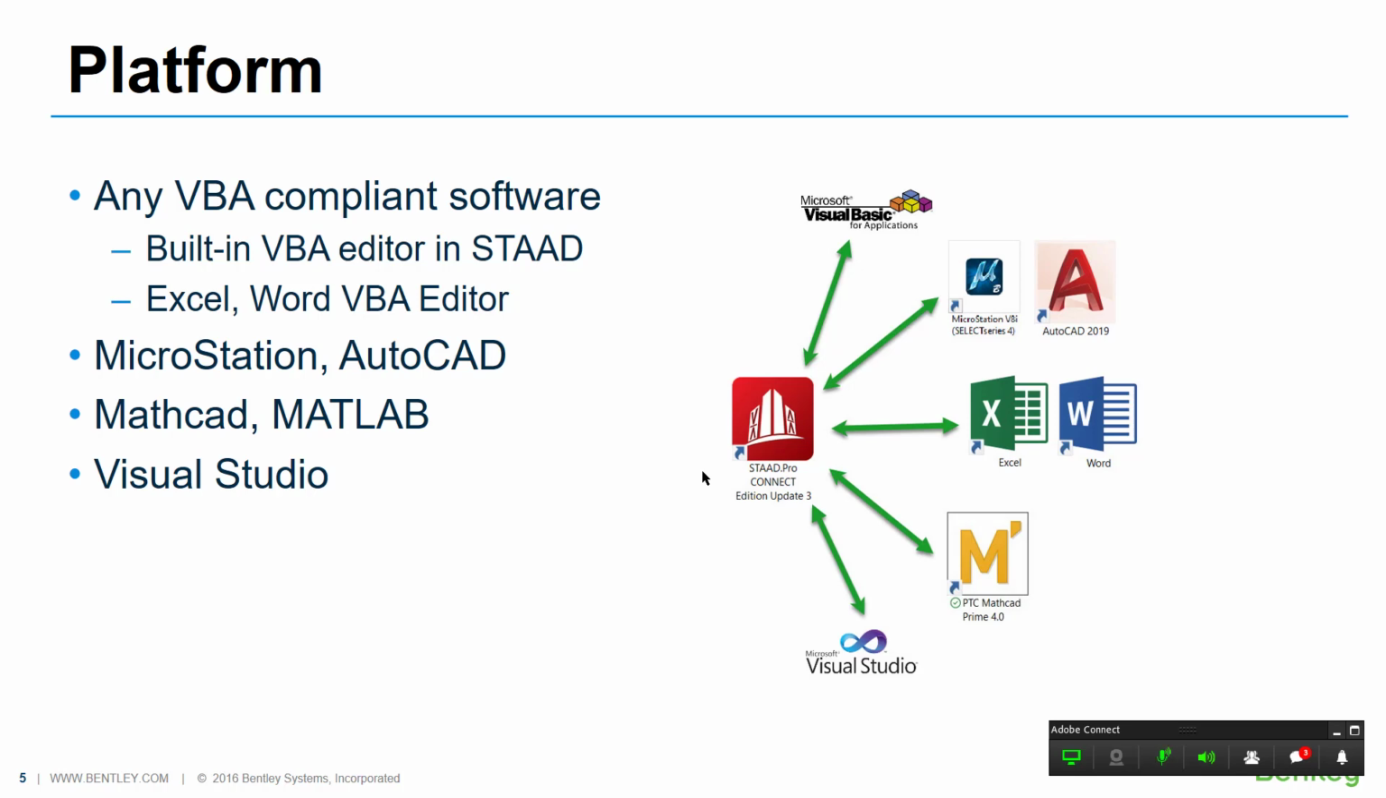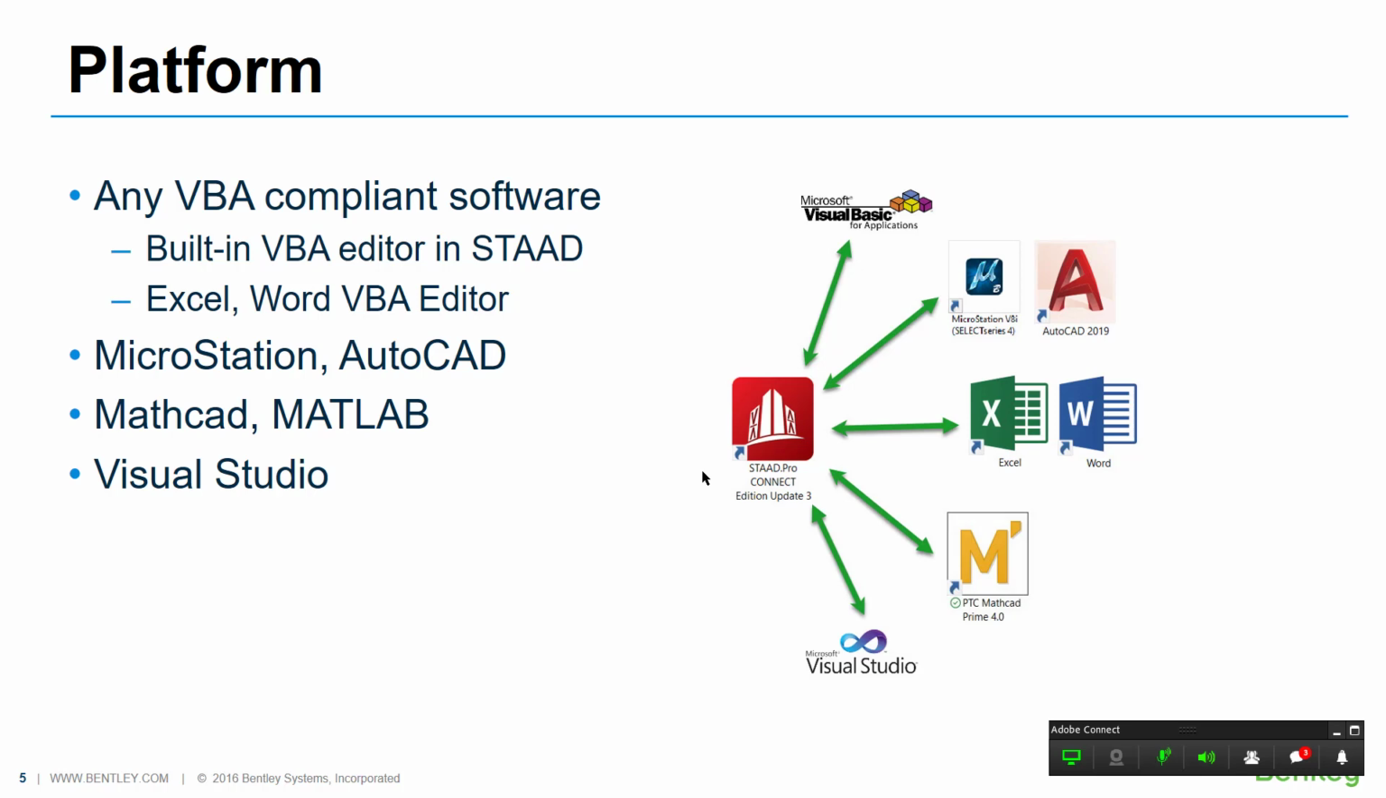Any VBA compliant software can be used. That might be the VBA editor that is provided with STAAD. So we have a VBA editor, or the script editor as we call it, available in STAAD.Pro. We can write our code there and exchange our data using that code, or we can write our code in the Excel or Word VBA editor, so that we can exchange our data or extract our results directly in Excel.